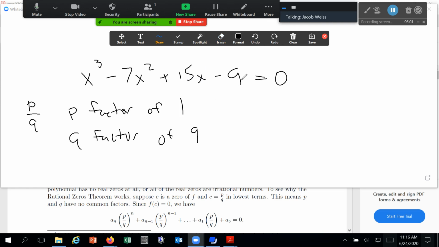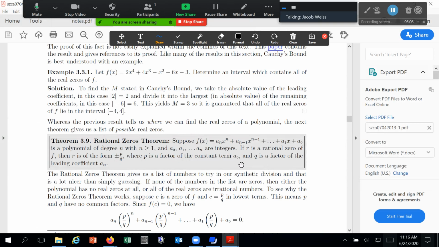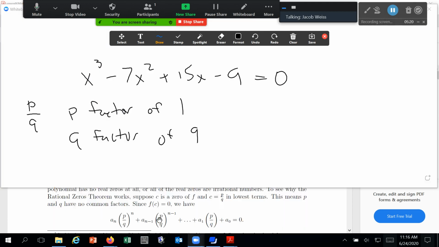And I messed up, didn't I? P is a factor of a sub 0, sorry about that. P is a factor of a sub 0, and q is a factor of a sub n. So I have them backwards here. Let's go back to my problem and fix this. P is a factor of a sub 0, which is 9 here, and q is a factor of a sub 3, which is 1. So there we go.